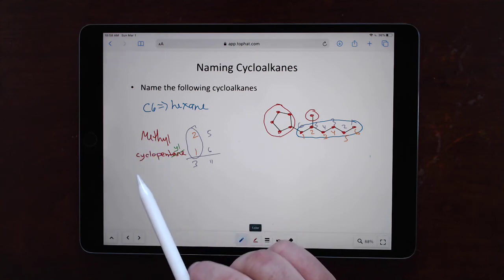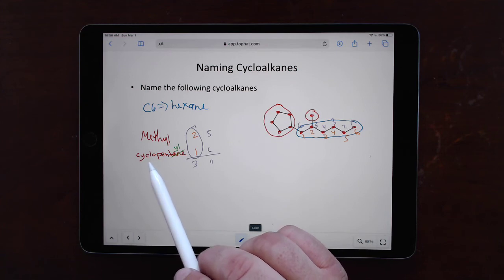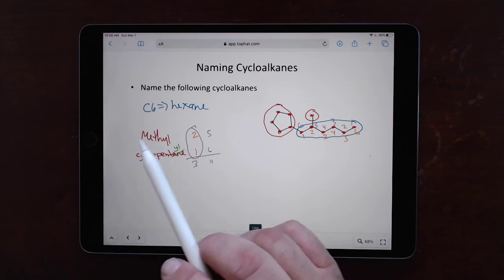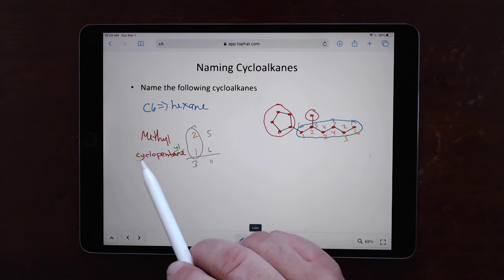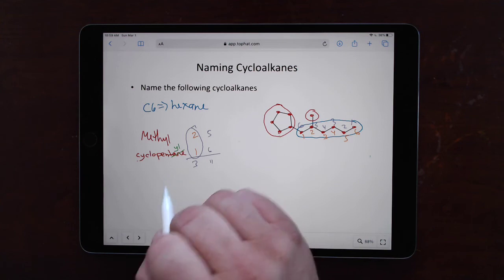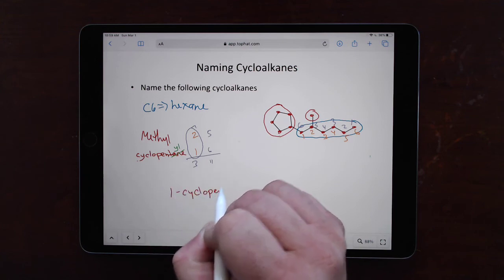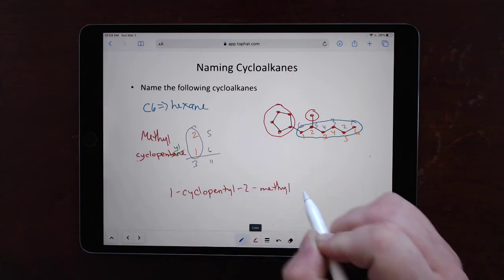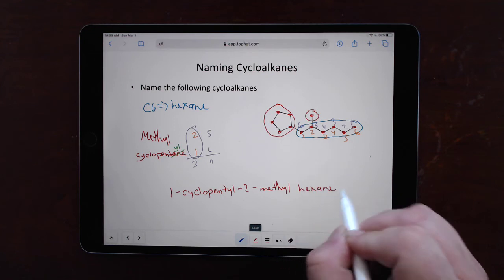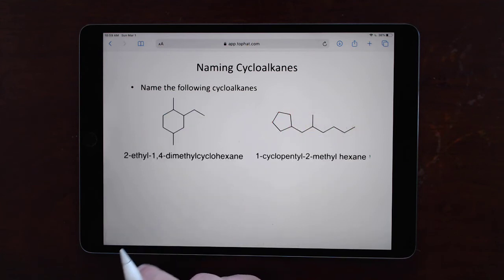Okay? So for this one, methyl versus cyclopentyl. Because we've listed it here, that means it's eligible with the alphabetical. So cyclopentyl is going to come before methyl. So we're going to use 1 cyclopentyl, 2 methyl hexane. There we go.